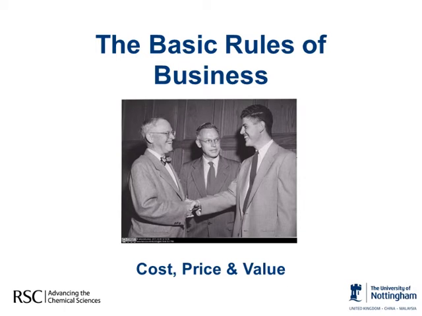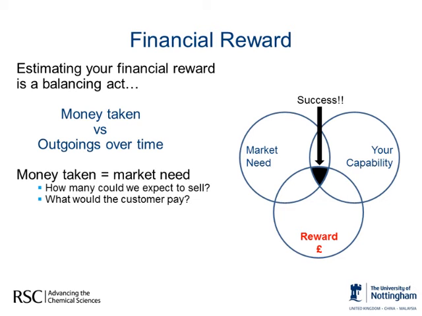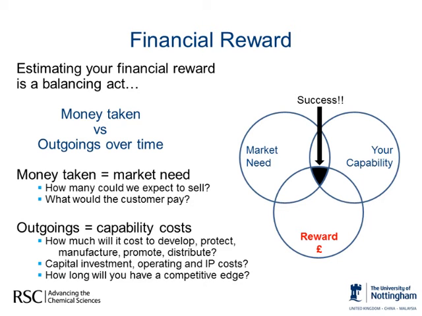The basic rules of business: cost, price, and value. Estimating your financial reward is a balancing act between the money taken and your outgoings over time. Money taken is a reflection of the market need for your product. For example, how many could we expect to sell? What would the customer be prepared to pay?